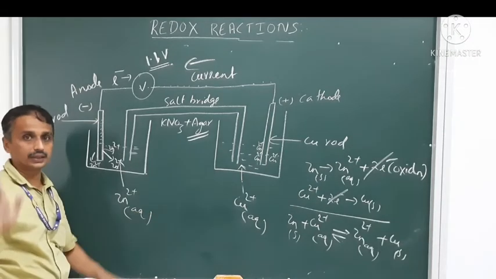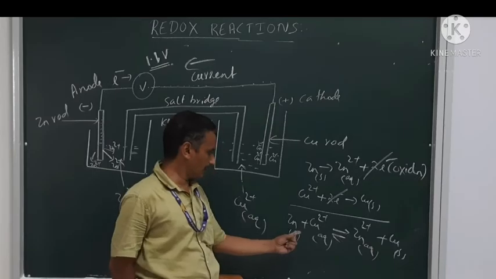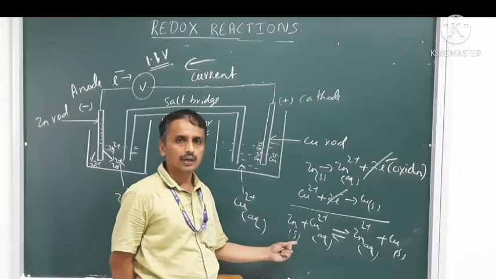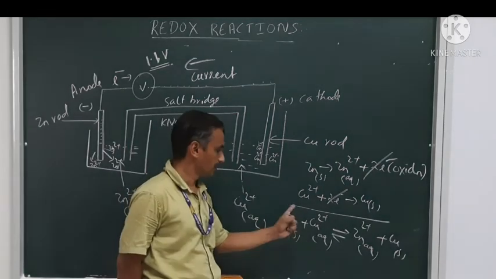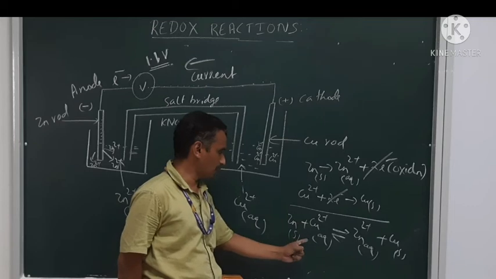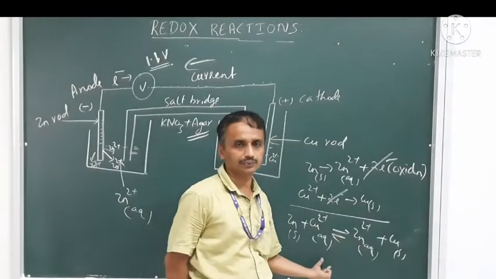Totally, in the Daniell cell, there is a redox reaction which produces electricity. A question can be: among these, which represents the Daniell cell? Zinc plus copper 2 plus aqueous gives zinc 2 plus plus copper. This is the Daniell cell reaction.